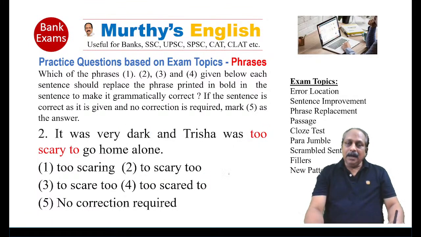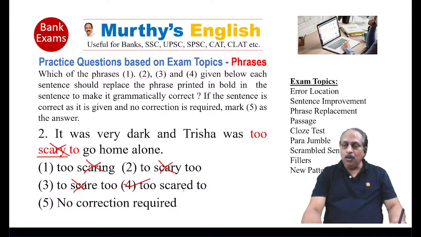It was very dark, and Trisha was too scary to go home alone. Good at something, better at something. Good takes the preposition at. Common error, a lot of people say good in English, not correct. Good at English. Too scary? No, for a place you say scary, for someone you say scary. But here the person, you cannot use the word scary. Too scaring, no. Too scared to go home alone.